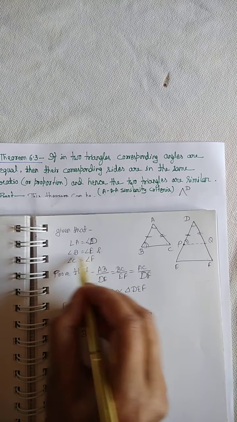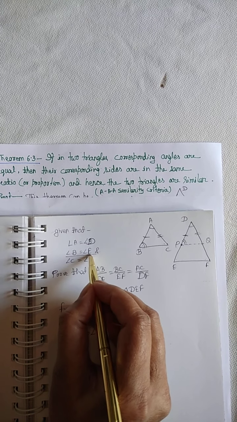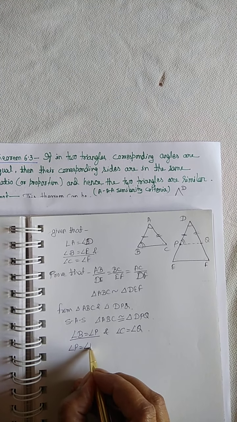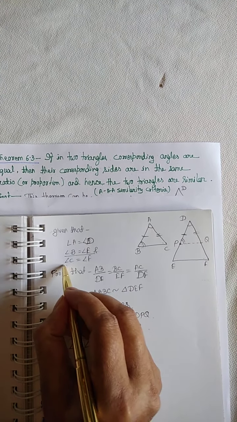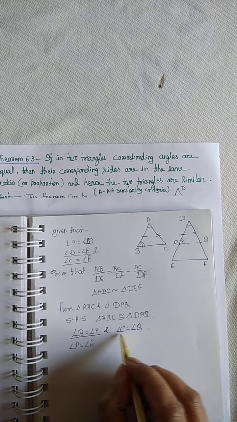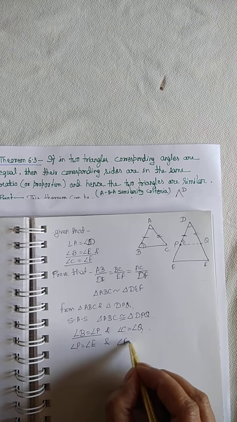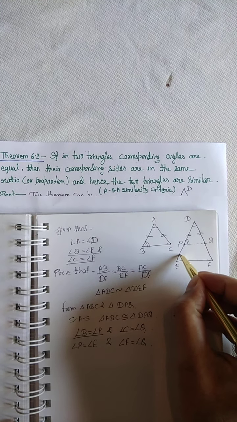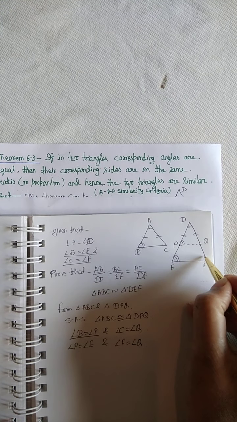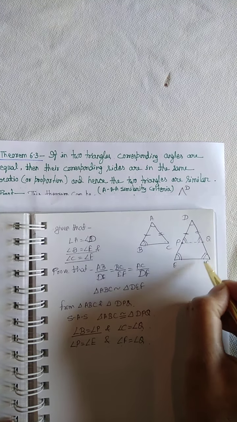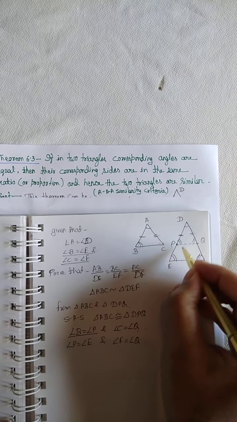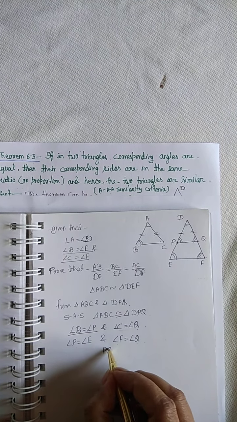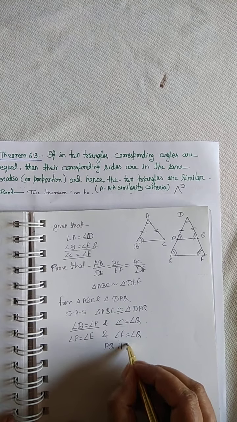And here as per the given, angle B equals angle E, and angle B equals angle P. That means angle P equals angle E, and angle C equals angle F and angle C equals angle Q, so angle F equals angle Q. Here angle P equals angle E and angle F equals angle Q. So according to this we can say that these two lines are parallel, that means PQ is parallel to EF.